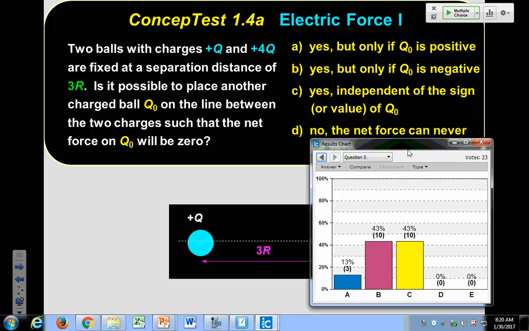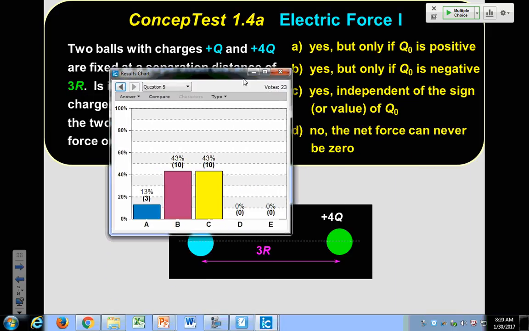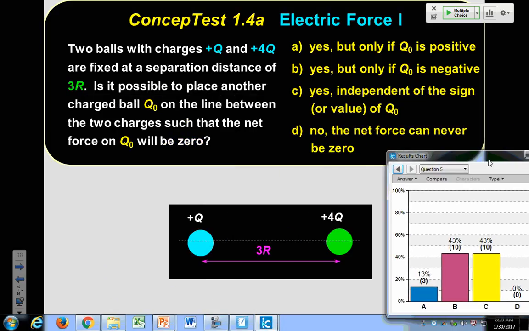All right, let's see. So B and C. If we put a negative charge here, think negative Q, the force due to this charge will be in this direction, and the force due to this charge will be in that direction. They'll have attractive forces.